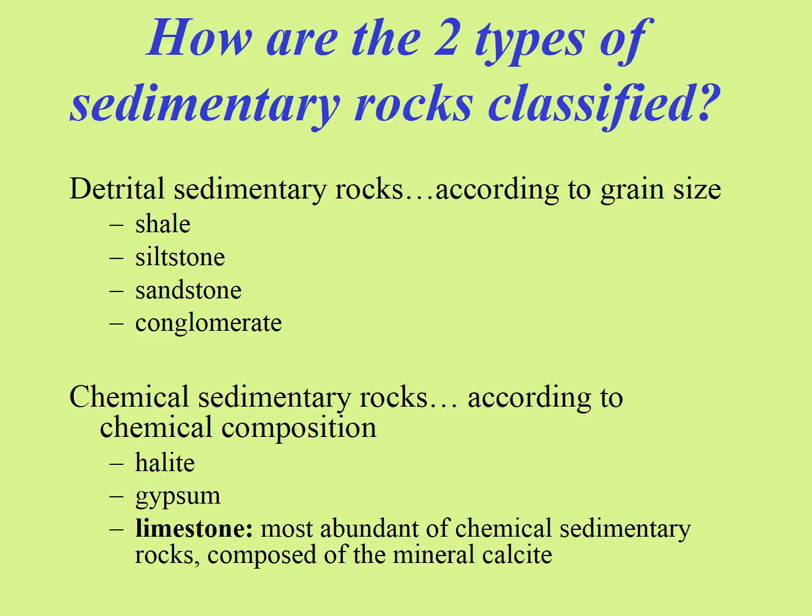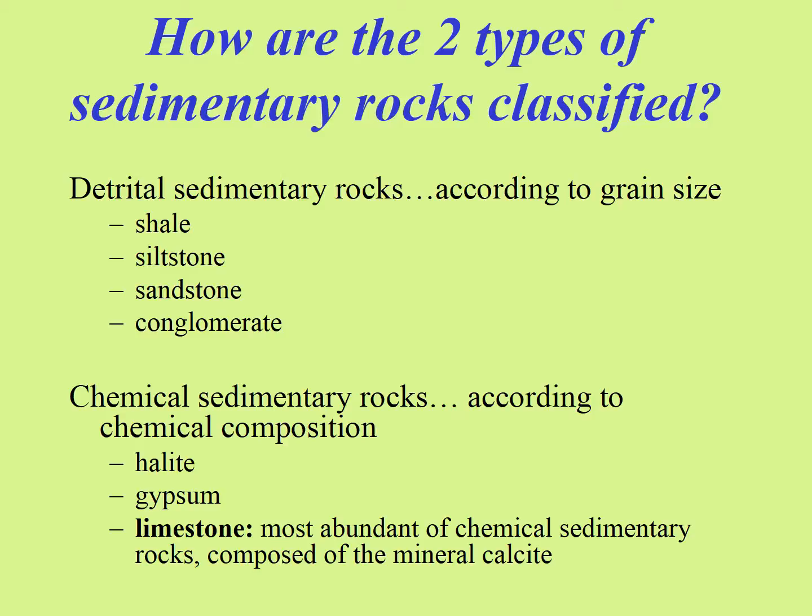How are the two types of sedimentary rocks classified? Detrital or clastic sedimentary rocks are classified according to their grain size. If the rock is composed predominantly of clays, it's called a shale.